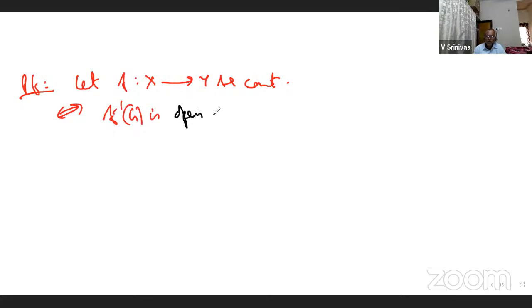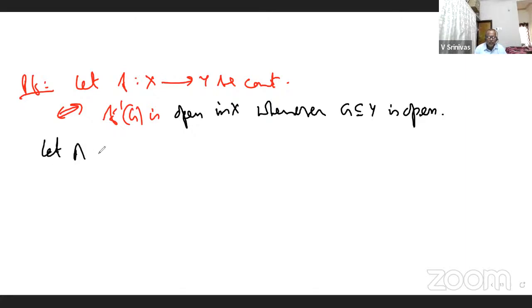So let f from X to Y be continuous. This is the same as saying f inverse G is open in X whenever G in Y is open. Now, let A contained in Y be closed. You take a closed subset of Y. Now look at F inverse A. You have to show the claim.